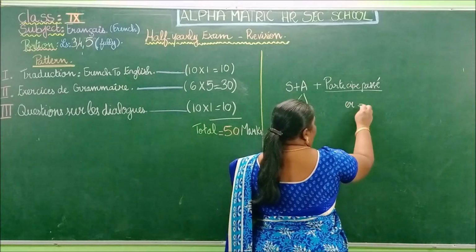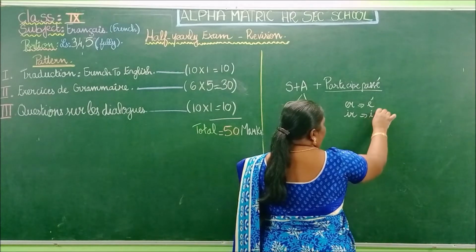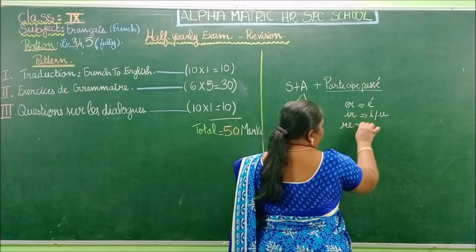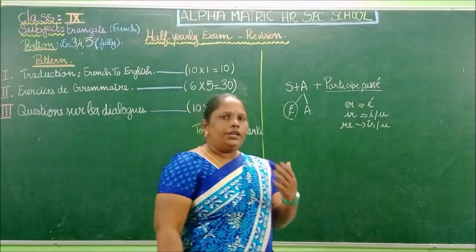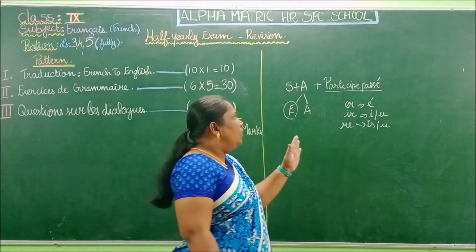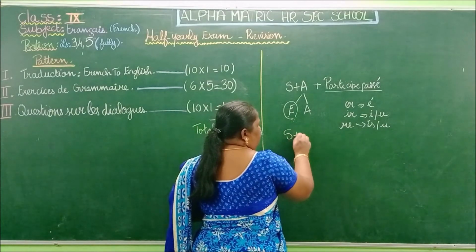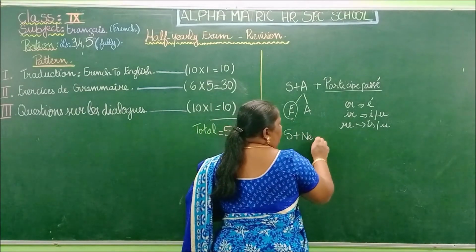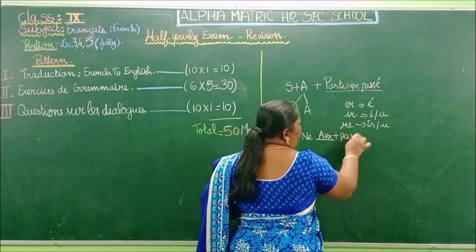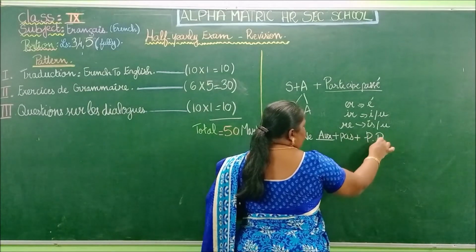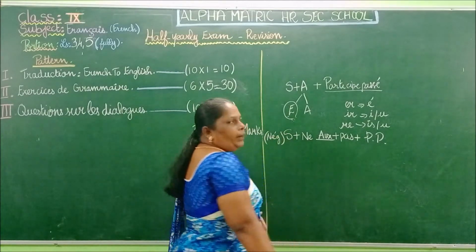If it is an ER group verb, what will be the ending? É. If it is an IR group verb, I. If it is an RE group verb, you have IS or U. It depends on the verb. So we already learned the past tense. When we have a negative past tense sentence, what will be the format? Subject plus ne, which will be in between, the auxiliary plus pas plus past participle of the given verb. So that is for negative form in the past tense.